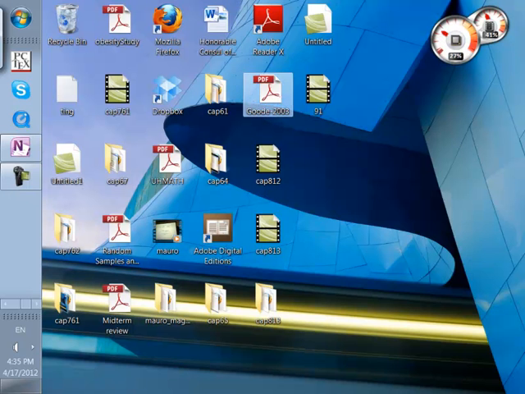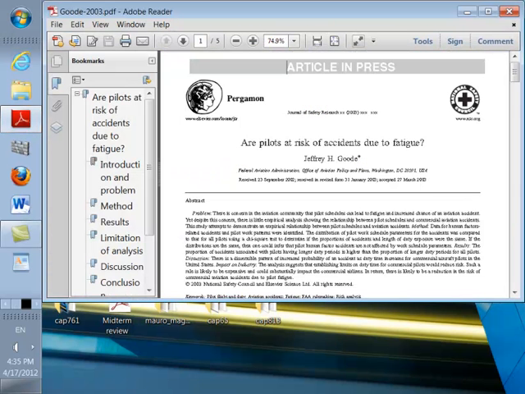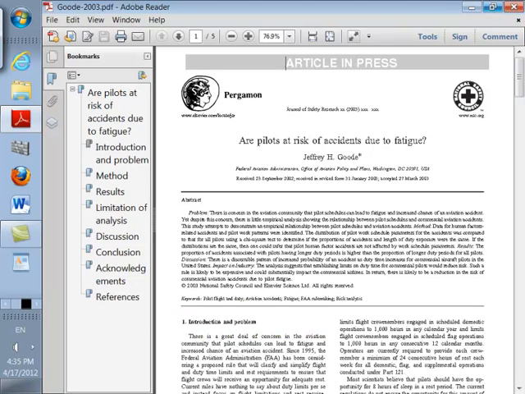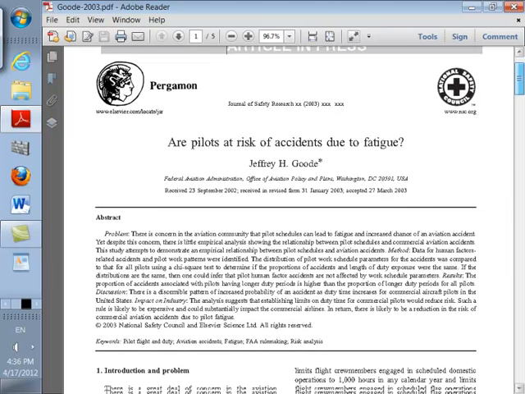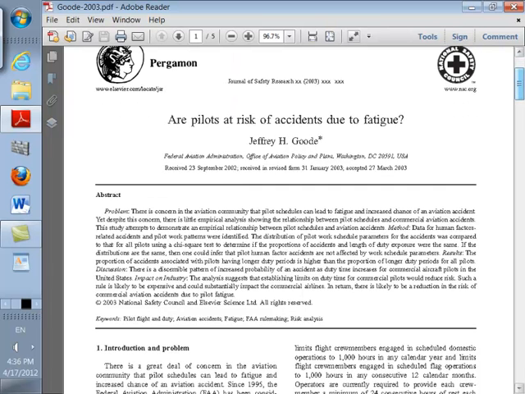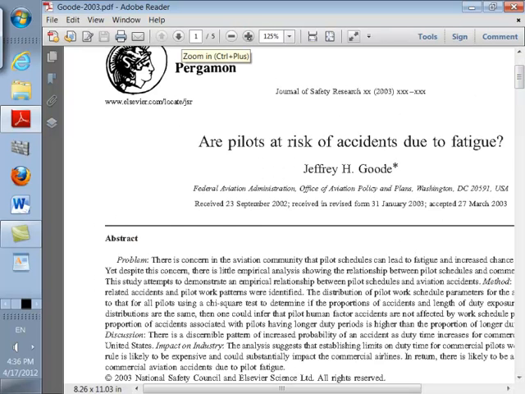I found a very nice, interesting study here, which asks, are pilots at risk due to fatigue? It's an article in the Journal of Safety Research. I like this kind of research. It's easy to do. The statistical analysis is just a joke in this paper. So look at the problem statement. That's very important. Let's look at the abstract.